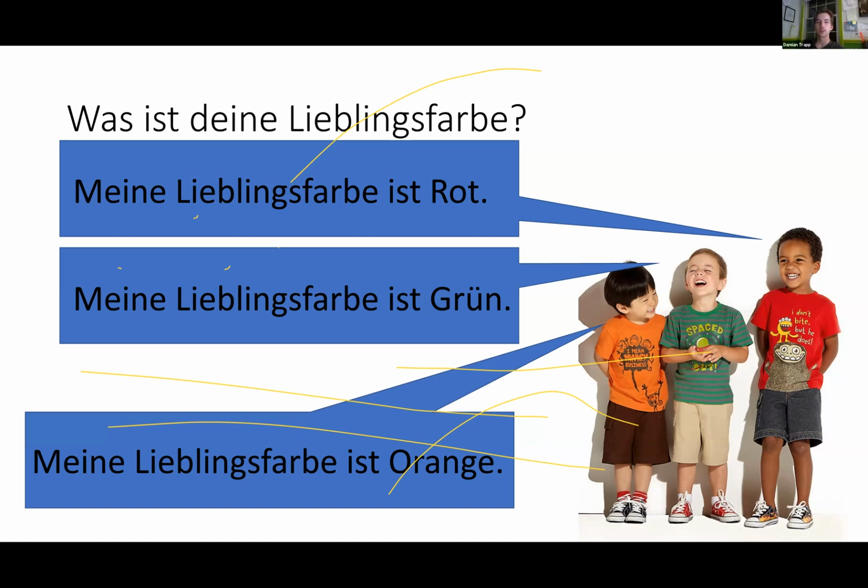Could you repeat the sentences? So that's from the top. Was ist deine Lieblingsfarbe? Meine Lieblingsfarbe ist rot. Meine Lieblingsfarbe ist grün. And meine Lieblingsfarbe ist orange. My favorite color is green. Gut. Grün. Meine Lieblingsfarbe ist grün. I like green.